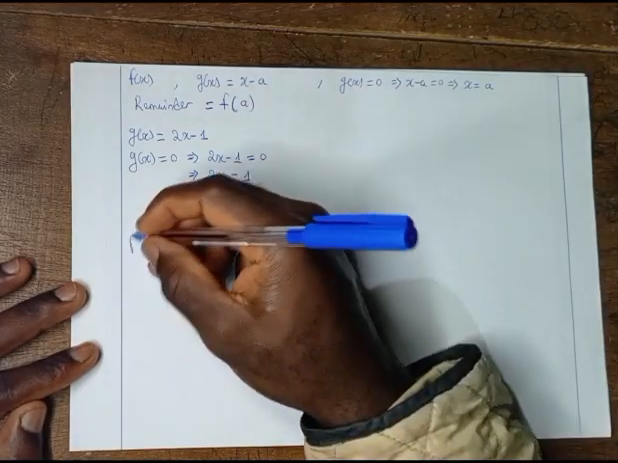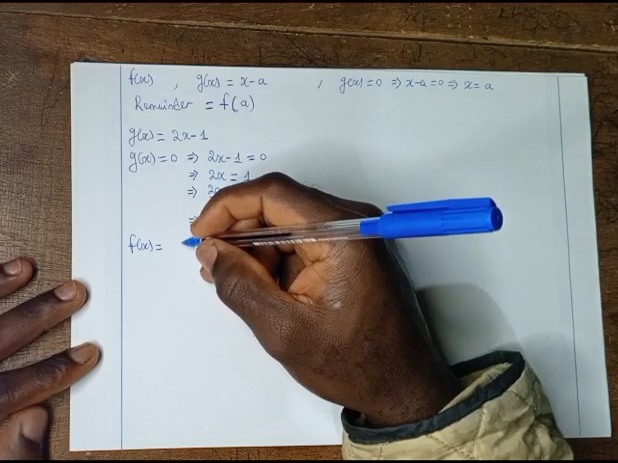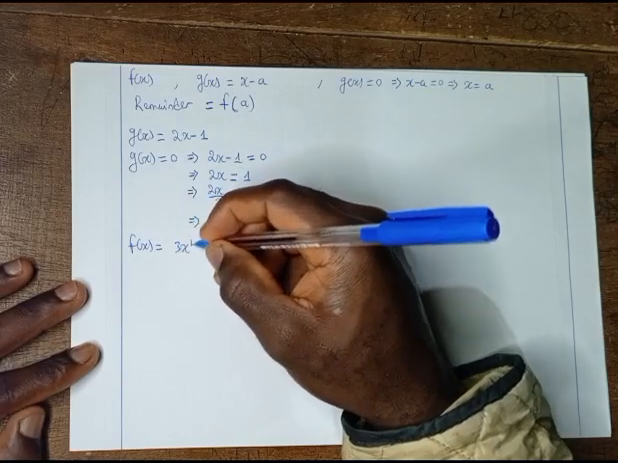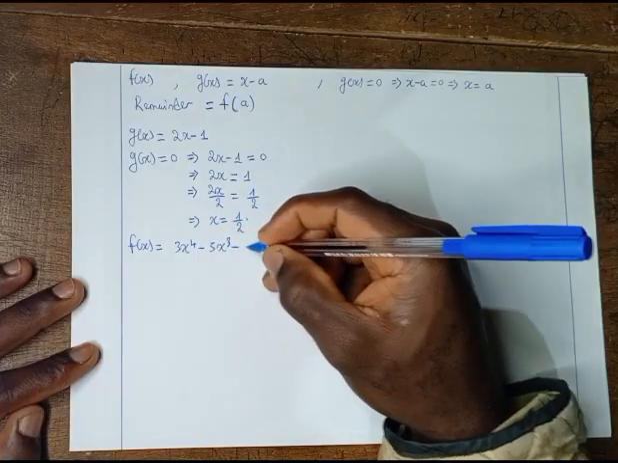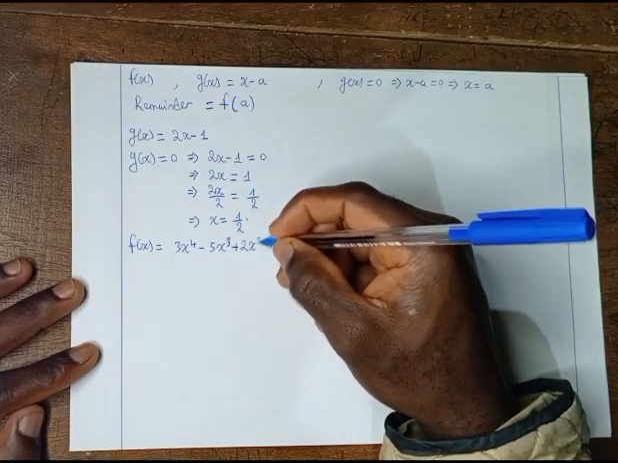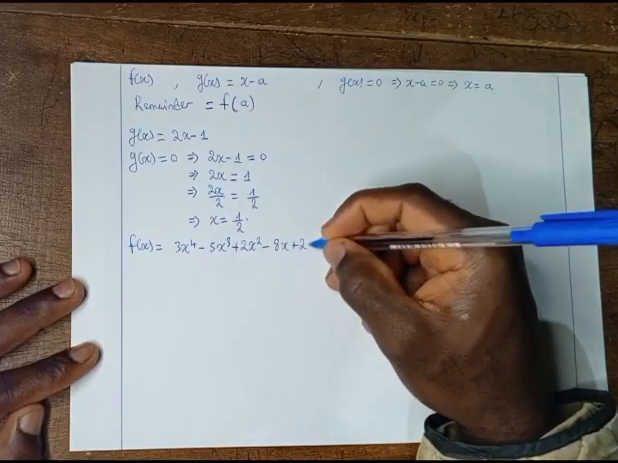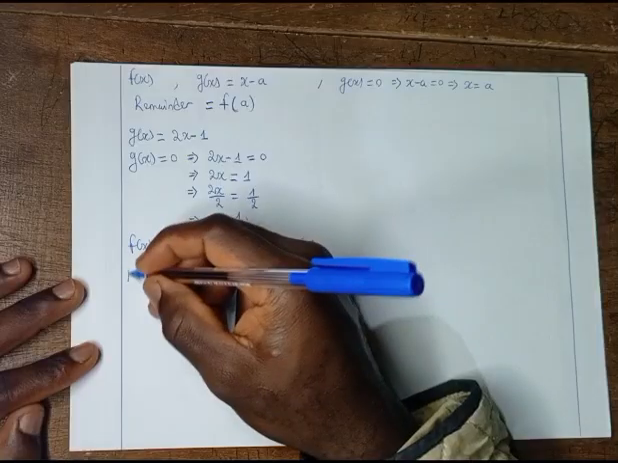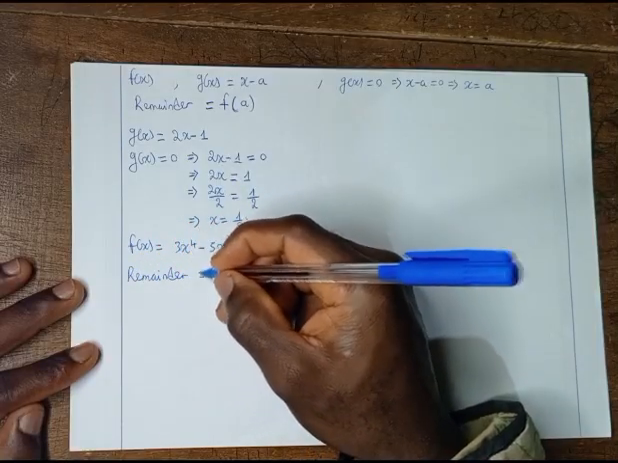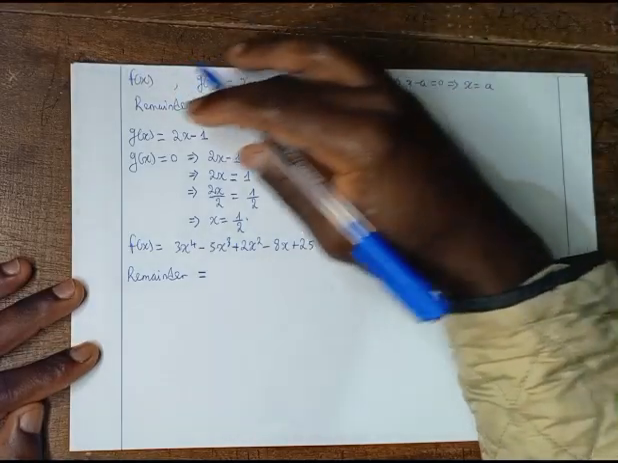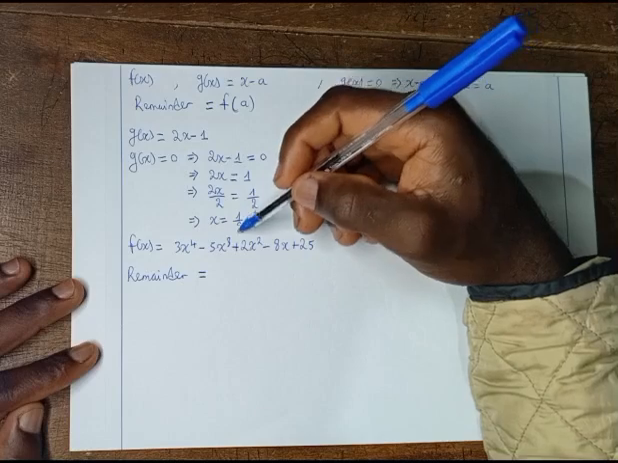Next, we know f of x is equal to 3x to the power 4 minus 5x cubed plus 2x squared minus 8x plus 25. For us to get the remainder, we will simply make use of the remainder theorem. The remainder will simply be given by f of a. In this case, we know our a is a half.